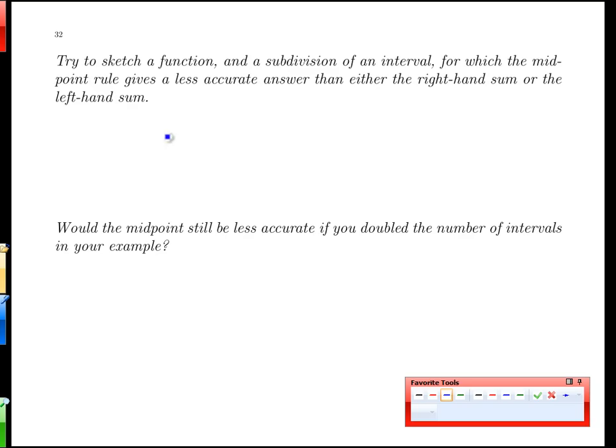All right. Now it is possible, it's rare, but it's possible for the midpoint rule to get something less accurate. And it's worth trying to think about this before you see the answer here. Let's take a look. So let's just make 2 intervals, keep it simple. What kind of behavior would we need for the function to do poorly with a midpoint estimate of the area and do better with the right or left hand sums?